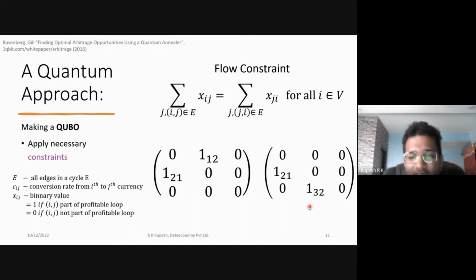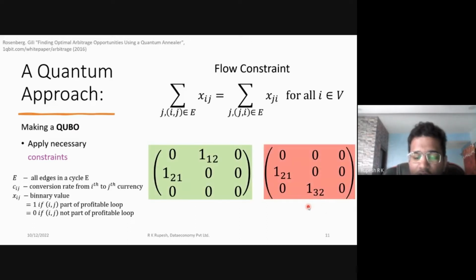And so this can't be a valid solution. We need to make sure that such solutions are not part of our final answer. So what we do is we take this constraint and take this guy to the other side and make sure that this value has to be equal to 0. There's a tool within Qiskit to enforce that constraint. Roughly, the idea is that you square it and multiply by a constant factor, so that if a particular solution violates this condition, it receives a huge penalty.